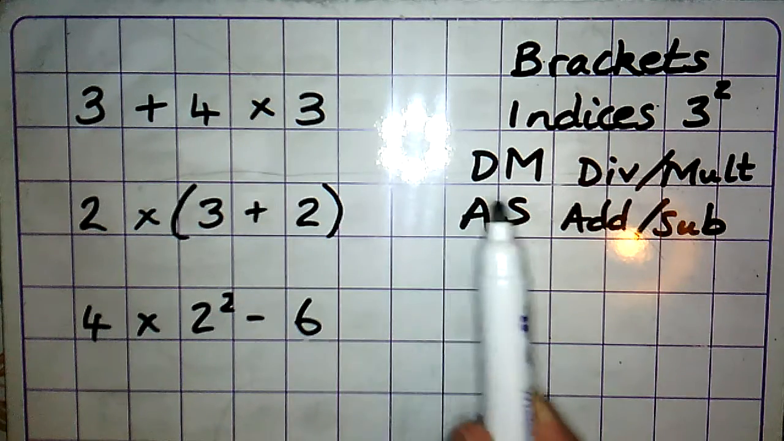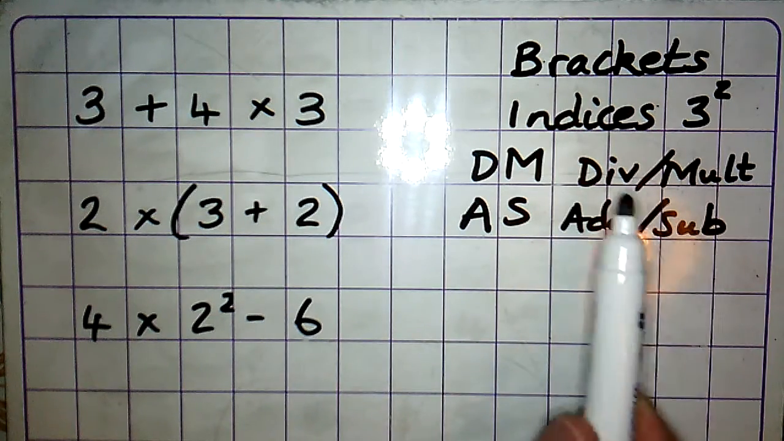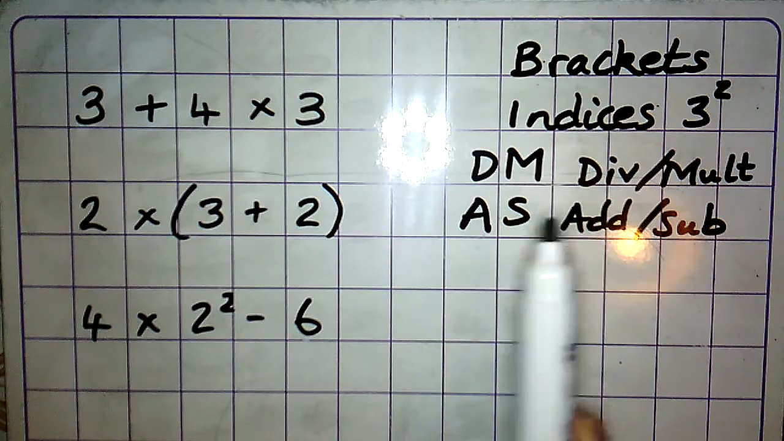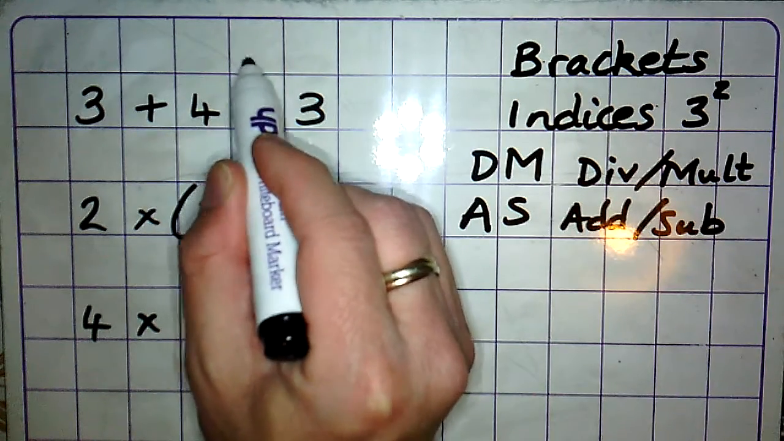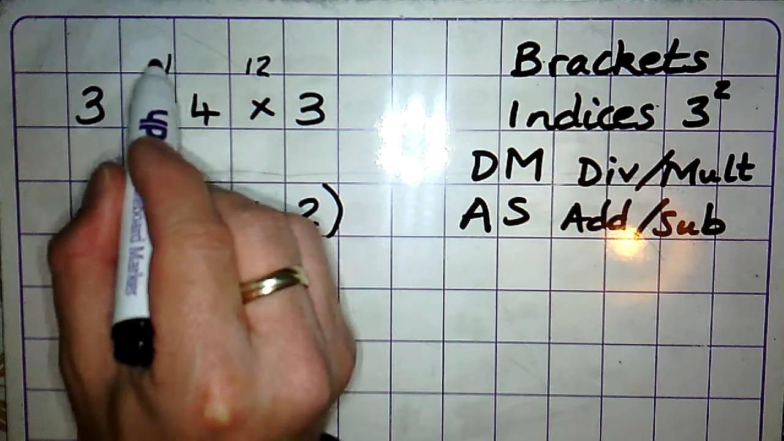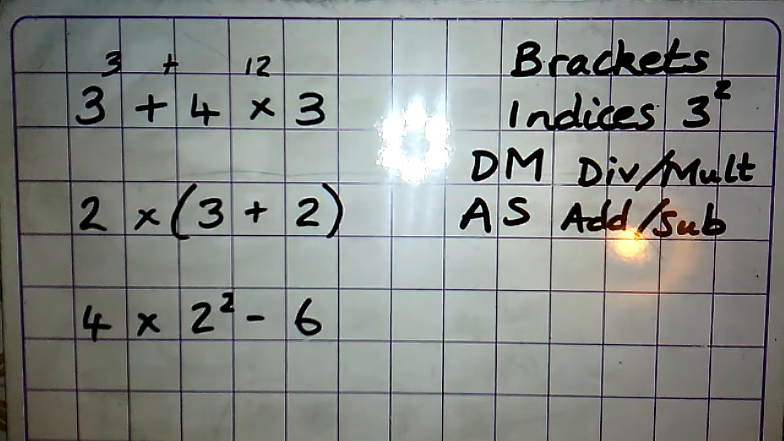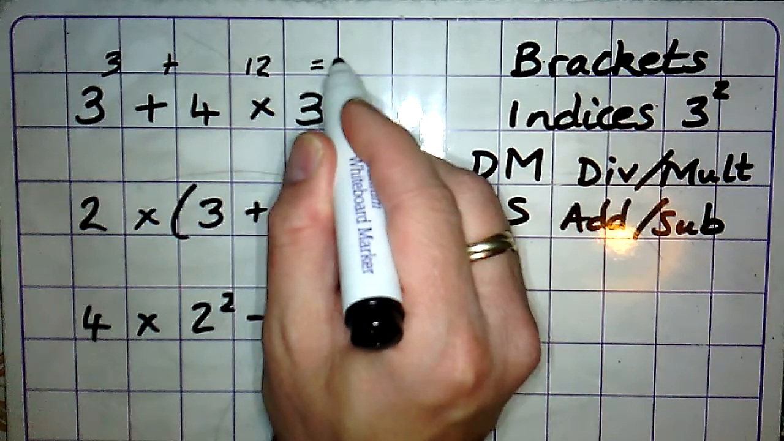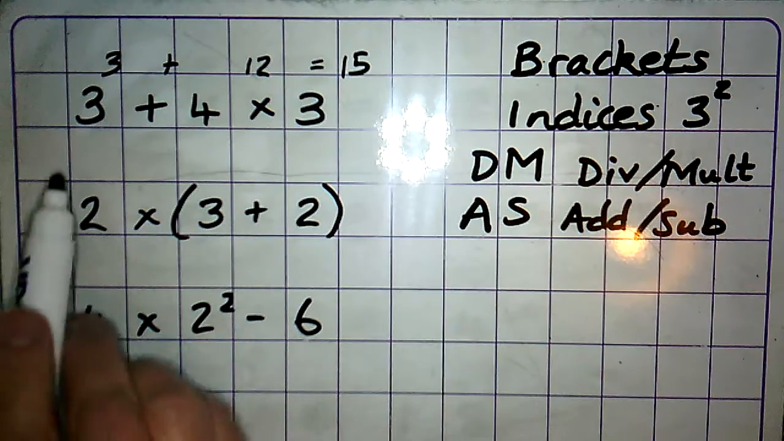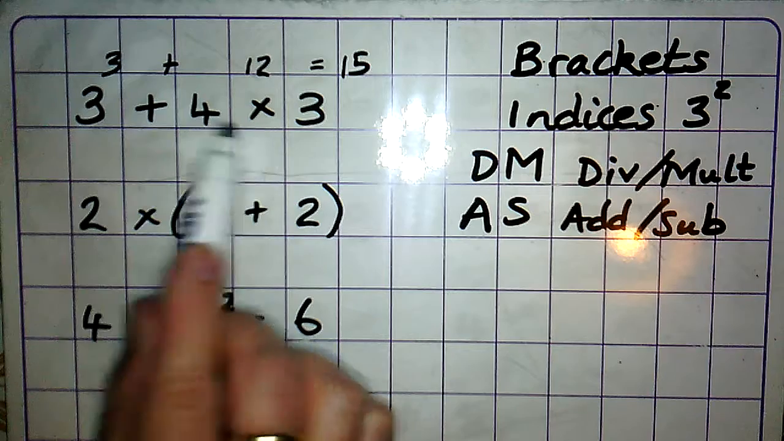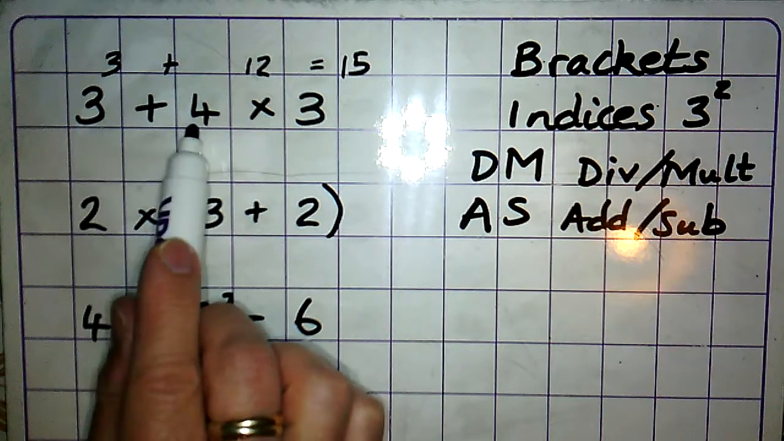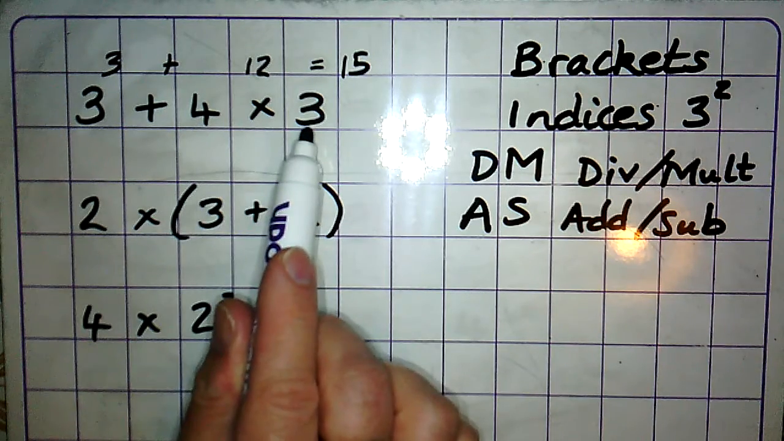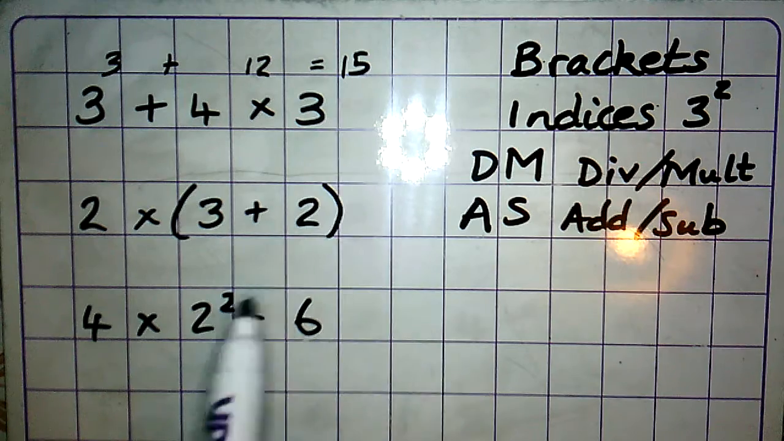Okay, so if we have a little look at the first one, would we do the addition first or the multiplication first? Well, our rule tells us that we should be doing multiplication before going down to do the addition. So we'd end up doing 4 threes, which are 12, and then adding the 3 onto it, wouldn't we? Okay, and then going from left to right, 3 add 12 is 15. If you'd have just gone from left to right and ignored that rule, you'd have ended up with 3 add 4, which is 7, times 3, which is 21, which is different from 15.